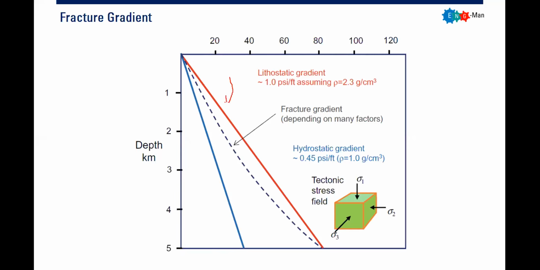You see the red line is the lithostatic gradient, and the blue line is the hydrostatic gradient, and the fracture gradient is this dashed line. All right, this dashed line. And then we perform the injection, the hydraulic fracturing, to exceed this fracture gradient. All right, that's the key point.